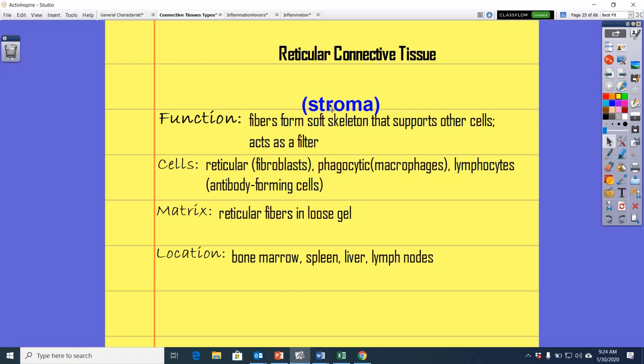Phagocytic cells, so if something were to get inside of the liver or the lymph node or the spleen where this is found, you have a way to break it down by using a macrophage, which, remember, translates to big eaters. And you also have lymphocytes, and lymphocytes are going to be the most visible cell in reticular connective tissue. The matrix is reticular fibers in a gel. Okay, it is nothing but reticular fibers forming that soft skeleton that's going to hold all of the cellular component in place. And then you have this in your liver, your lymph node, your spleen, and bone marrow.